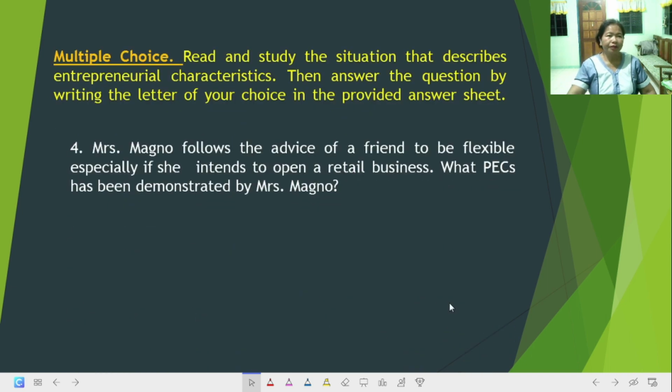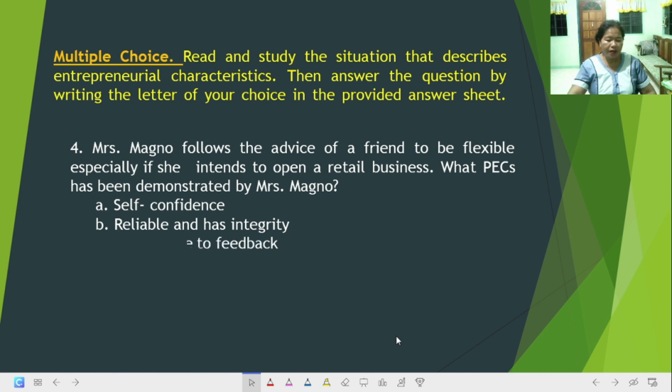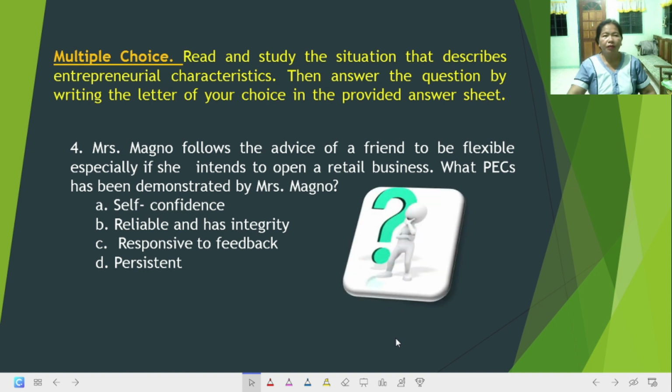Next number. Number 4. Mrs. Magno follows the advice of a friend to be flexible, especially if she intends to open a retail business. What PECs has been demonstrated by Mrs. Magno? A. Self-confidence. B. Reliable and has integrity. Letter C. Responsive to feedback. Letter D. Persistent. Okay. Go.